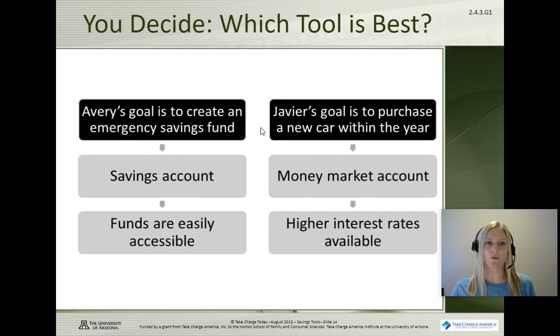So just a quick example, we've got Avery, and his goal is to create an emergency savings fund. So he is going to choose a savings account because the funds are going to be easily accessible to him, which you would assume he wants in the case of an emergency. Javier's goal is to purchase a new car within the year. So he's going to choose a money market account because he can get higher interest rates. And we know that he's willing to leave that money in there for a longer period of time. Doesn't need it to be quite as liquid.